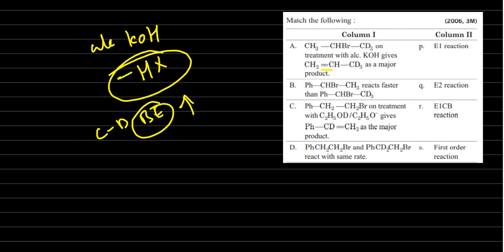So first of all, it is an elimination reaction. So it should be an E2 reaction, right? E2 reaction. Next, benzene. This is the benzyl. Benzene with CHBr is there, CH3. That reacts faster than CHBrCD3. This reacts faster than this one.